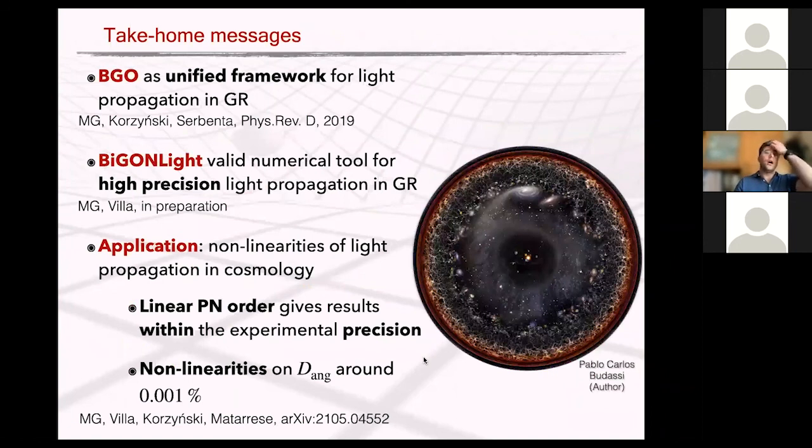Okay, so we reached the end of my presentation. I hope I was able to show you that the BGO provides a unified framework for studying light propagation in general relativity, and also that BiGONLight is a valid numerical tool for studying light propagation in numerical relativity, able to reproduce well-known results, but also to perform complex analysis like the one I just presented. So, thank you.